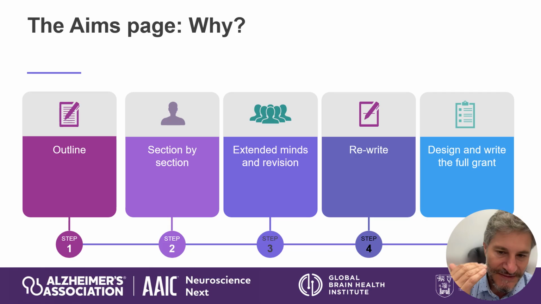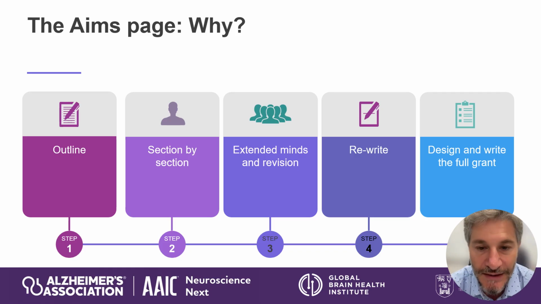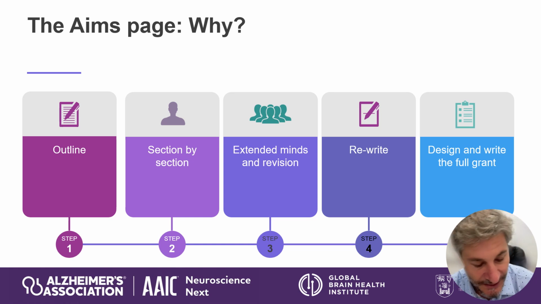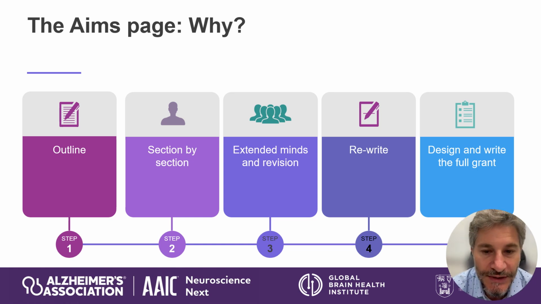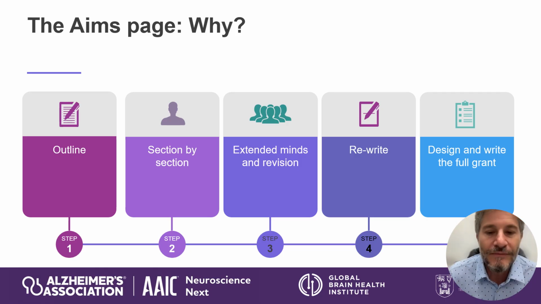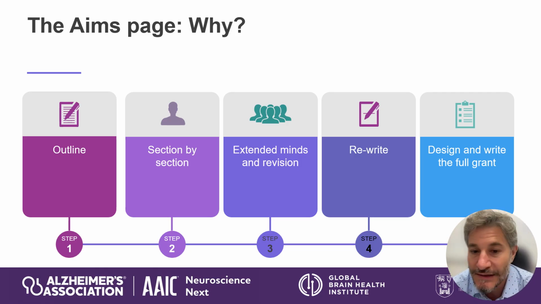Then you work specifically section by section, in the aim page but also in the different parts of the grant. It's extremely important that you have colleagues that can review your grant. I suggest that as fellows, you review each other's proposals and work together. Extended minds are much more powerful than a single mind. You can also use artificial intelligence tools to review, support and identify gaps, but we will have a discussion about how to use generative AI in ethical and adequate ways.